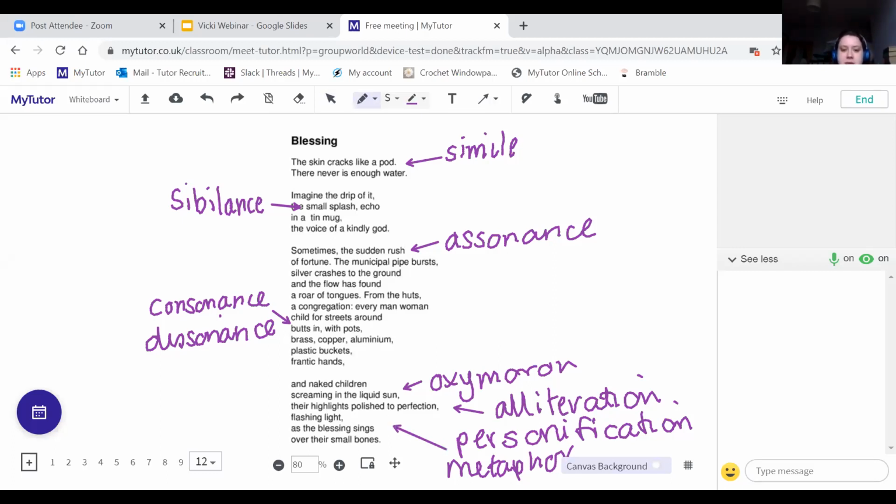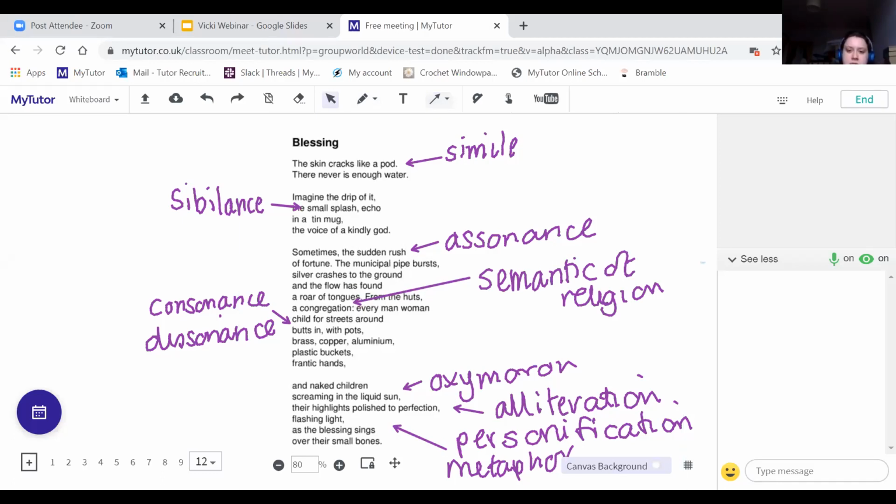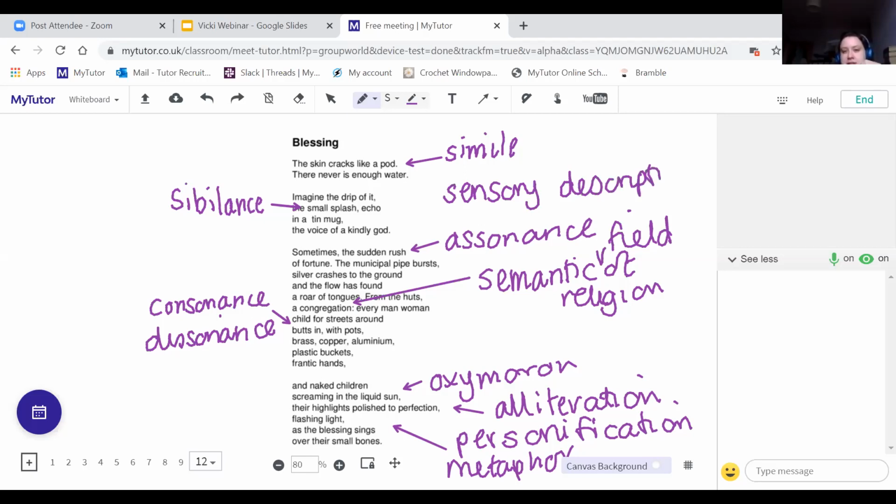Semantic fields we haven't mentioned. So we've got the semantic field of religion. We've got the voice of kindly God, which is another metaphor. I'm not going to label it because we've already talked about one metaphor. And we've got congregation as well and blessing, which should have field in there. Right. So we've got use of senses as well. You could talk about sensory description here. There's absolutely masses in this. I'm rushing to get through it.